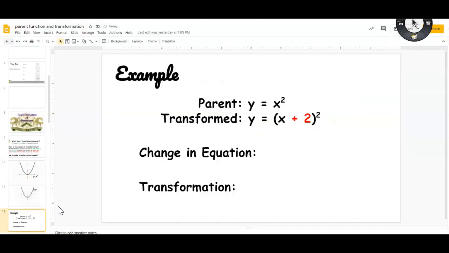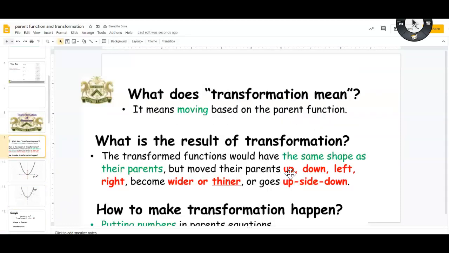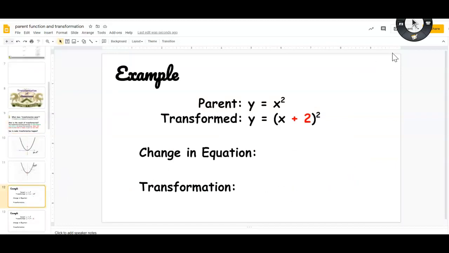Okay, so we have 7 types of transformation we're going to deal with, which is move up, down, left, right, or change the parent into wider, thinner, or upside down. So let's look at each of them. So the first example, we're using the parent function y equals x squared as an example. So you'll see the baby function, the baby equation, or the transformed equation, has the most basic part, the parent part, which is x squared. However, we add a number in the equation.